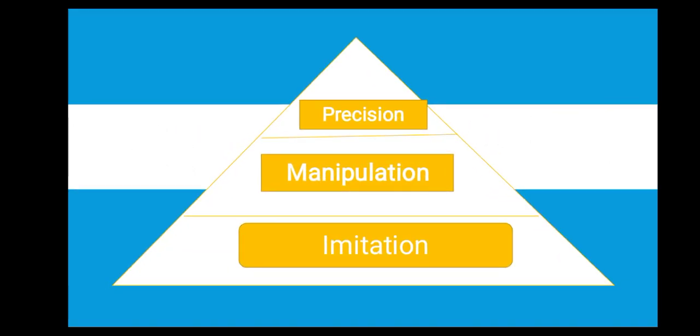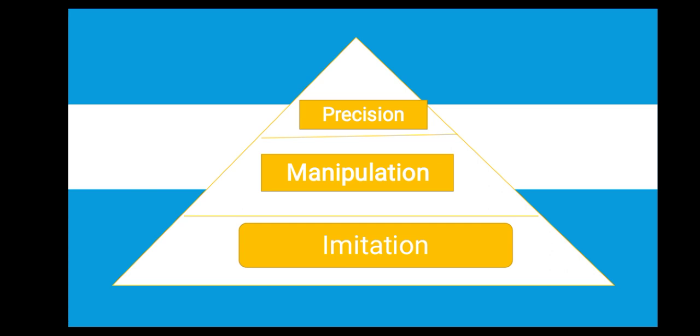Good morning, everyone. So now I am going to discuss the levels of learning in the psychomotor domain by Mori, 1998. So these are the three levels of learning in the psychomotor domain. First, precision. Second, manipulation. Third, imitation.